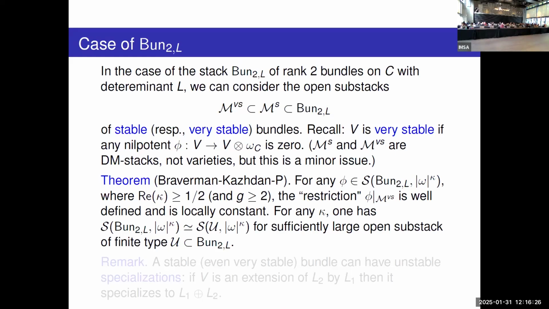And the second part of the theorem is maybe less important, but it's just nice to know that this Schwartz space actually doesn't change: the stack of bundles is of infinite type, but there is always a sufficiently large open substack of finite type which has the same Schwartz space.